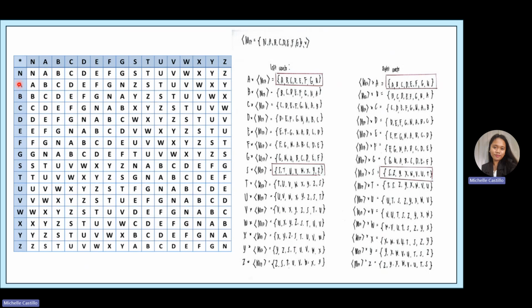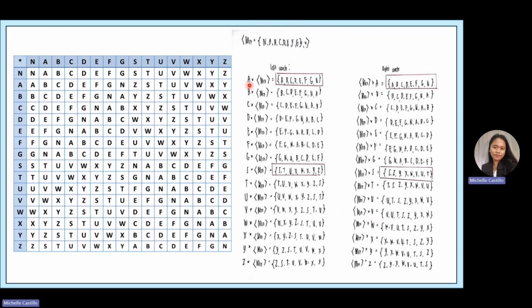So we have here a star n is equal to a, a star a is equal to b, a star b is equal to c, a star c is equal to d, a star d is equal to e, a star e is equal to f, then a star g is equal to n.